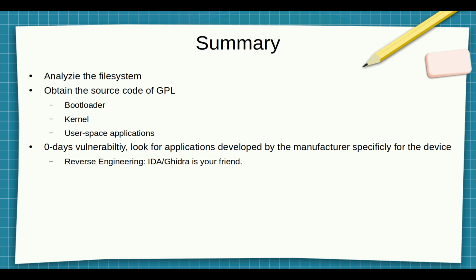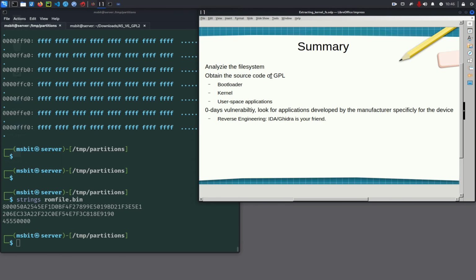And of course, once you get the file system, you can go there and check for the binaries, any third-party binaries, any binary written by the manufacturer themselves. This would be the interesting part, especially if you want to search for zero-day vulnerabilities. And of course, then IDA or Ghidra is your friend. This is part of reverse engineering. It's not included in this series, but in the future I might do something about reverse engineering. But for now, this is how we extracted the main components from the firmware.